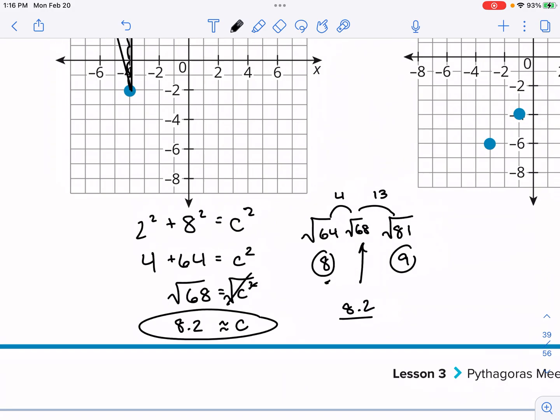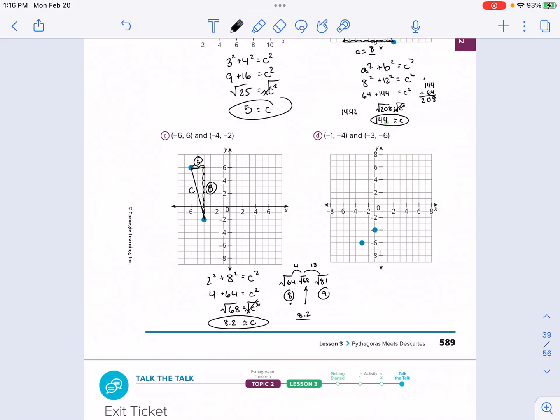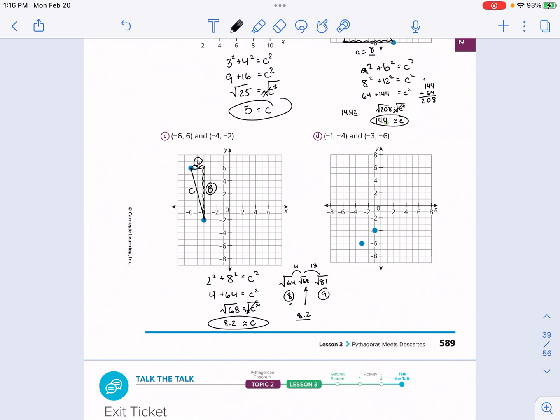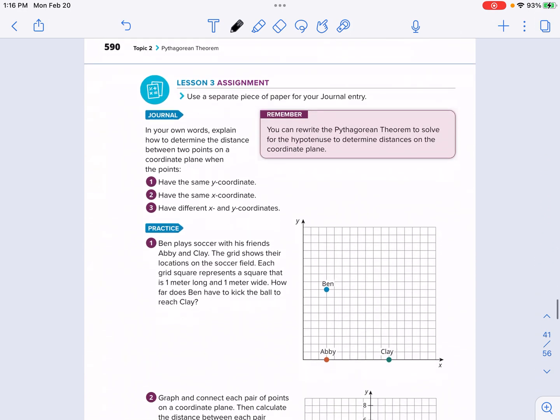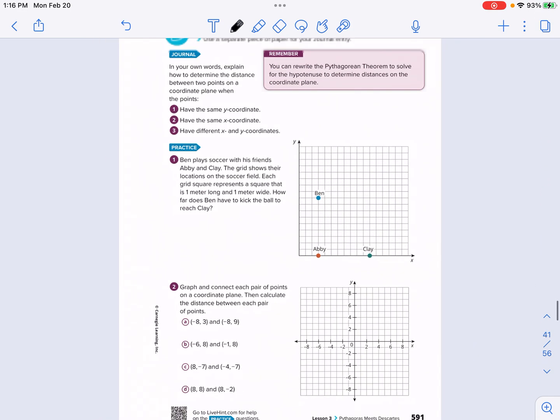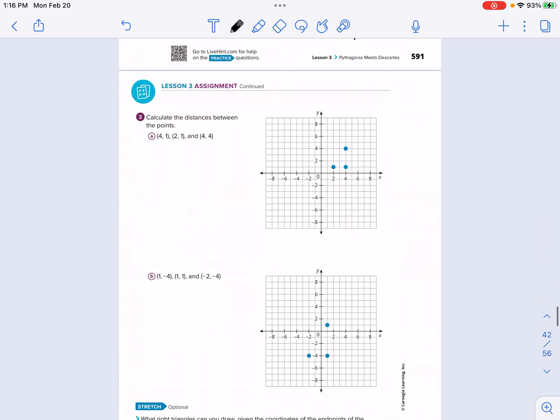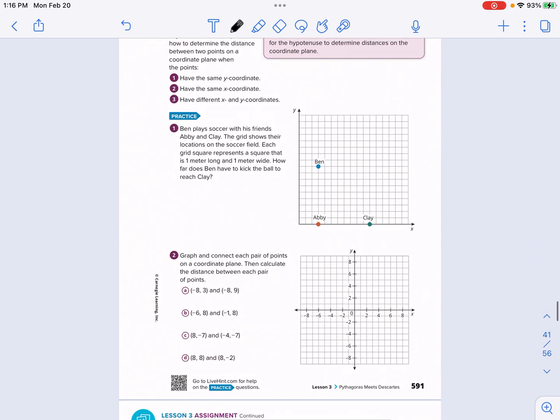All right, go ahead and try this next one on your own. But we're going to skip talk to talk and let's go to our assignment. Your assignment is everything. So number 1, looking at the image there, 2 and 3, and this is on page 591. Okay. All right, let's go and get started. Let me know if you have any questions.